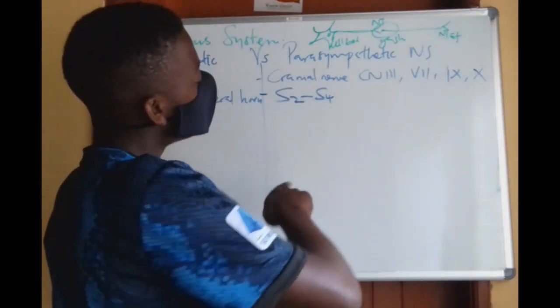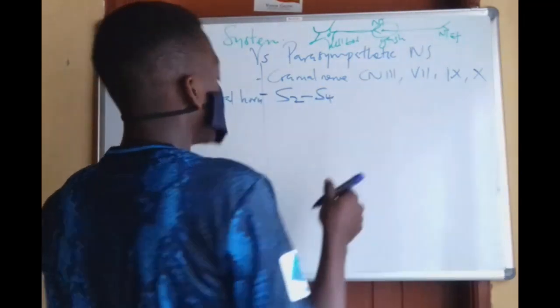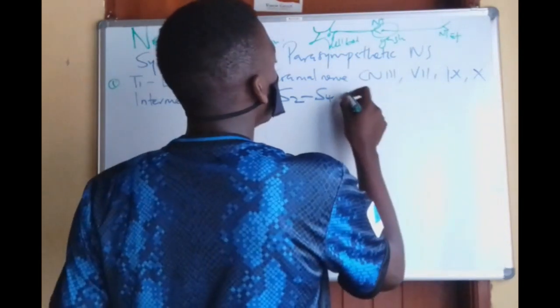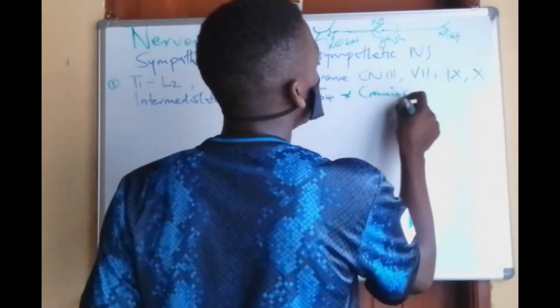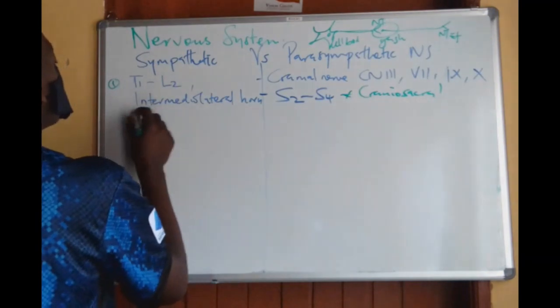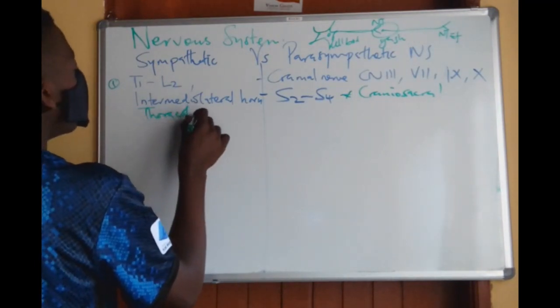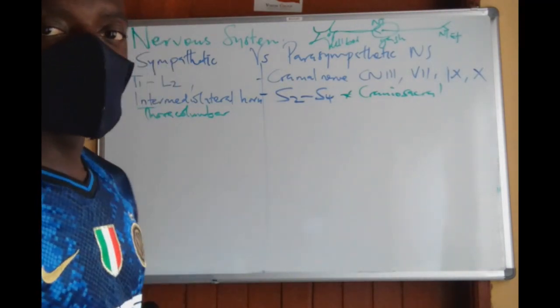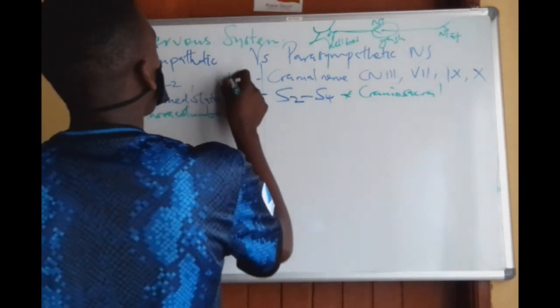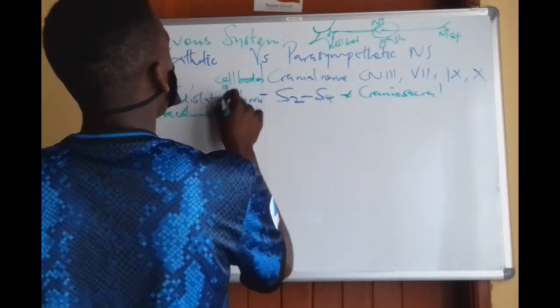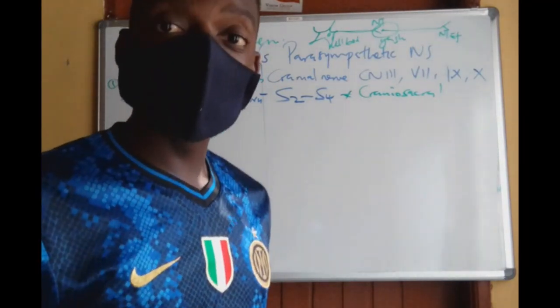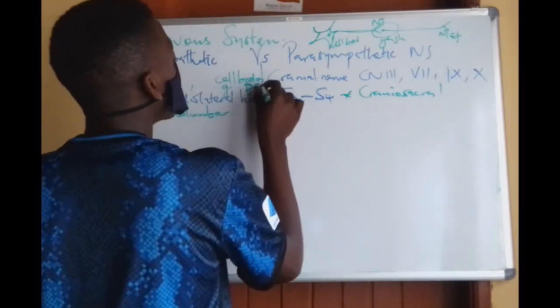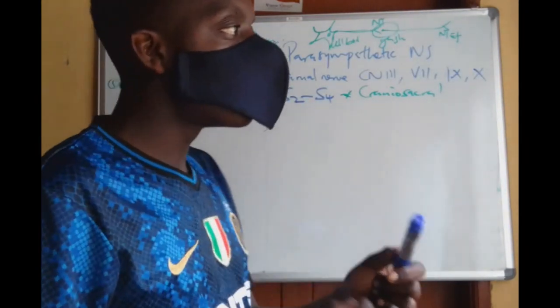This forms the cranial outflow, this forms the sacral outflow, and these two you can summarize as craniosacral outflow, but this one is thoracolumbar outflow. You get it? So here we've been comparing the location of the cell bodies. Cell bodies of what? Of the preganglionic neuron, PGN. The cell body, where is it located? So that is the first difference.